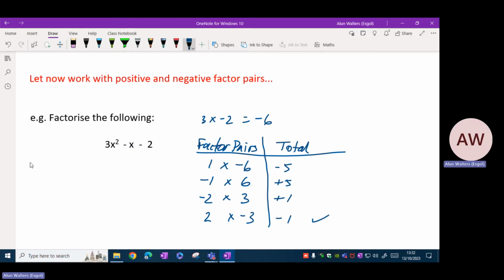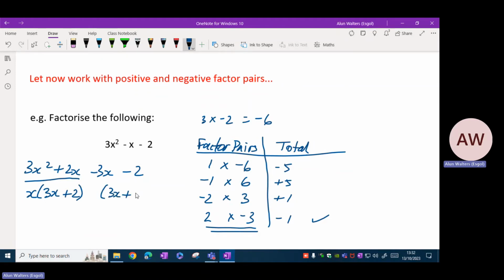Okay, so I'm going to write it out like this, 3x squared, and instead of minus 1x, I'll put in plus 2x minus 3x. And of course, you could write that the other way around. You could say minus 3x plus 2x, but I'll go with this. So I factorize the first two terms, and I end up taking x outside, and I'm left with 3x plus 2. So I must write that exactly the same over here, 3x plus 2.